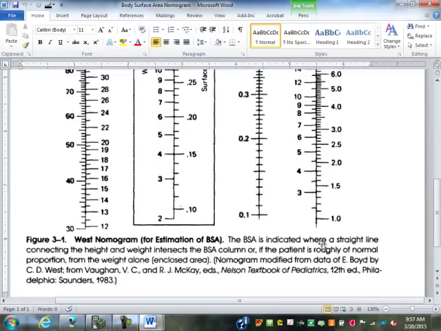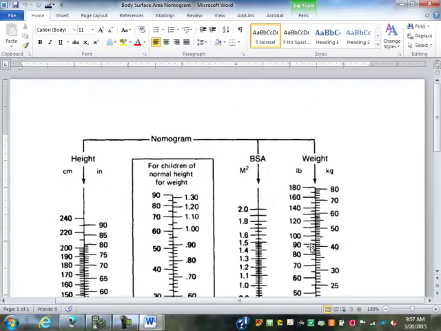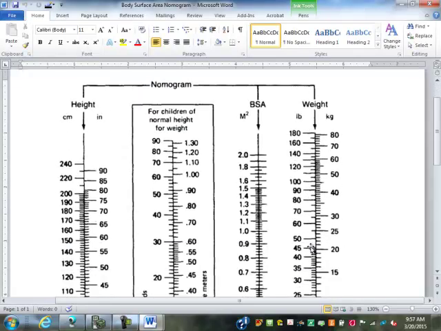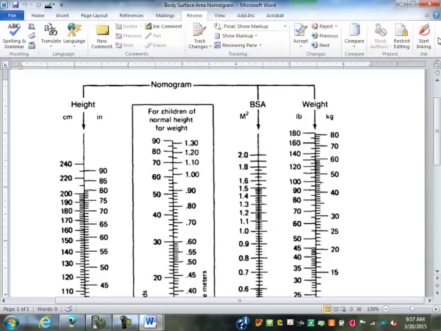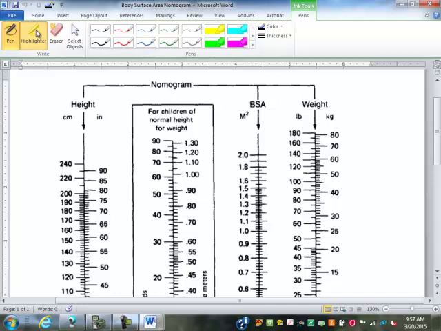This is called a nomogram. The nomogram is just a pictorial way or a graphic way of estimating body surface area. Now, there's actually 2 different charts on here that are kind of wrapped in together. First of all, you have this table in the middle here. And that is for small children of normal height and weight. In other words, height and weight proportional. You can just use their weight to find their body surface area.